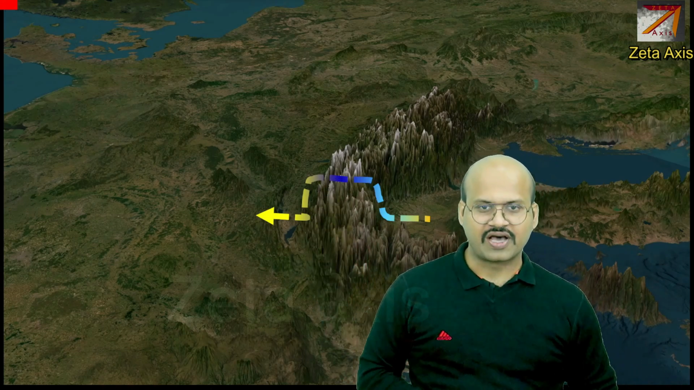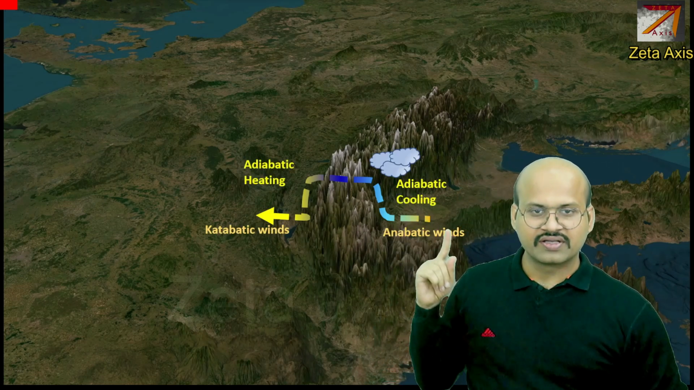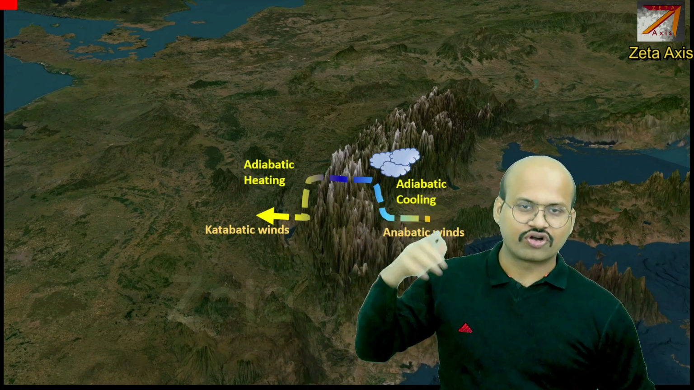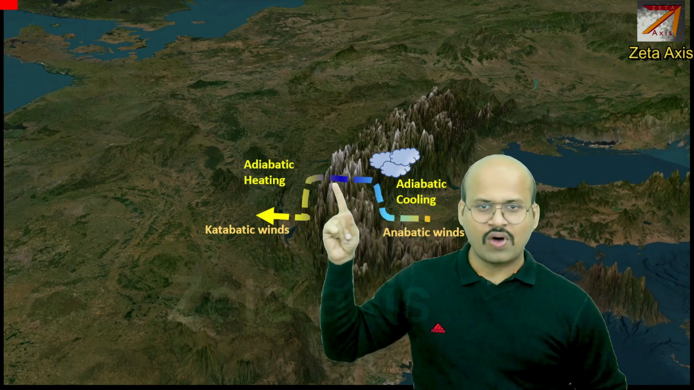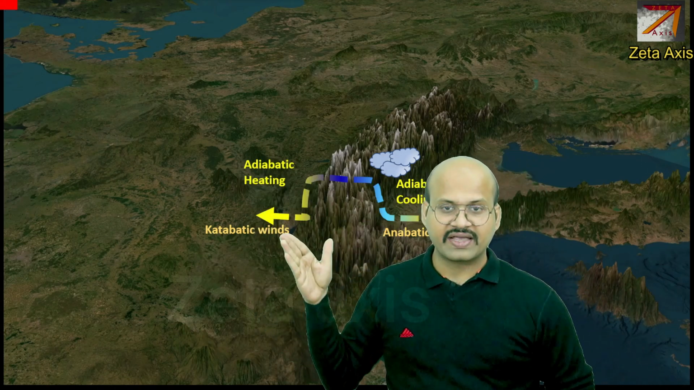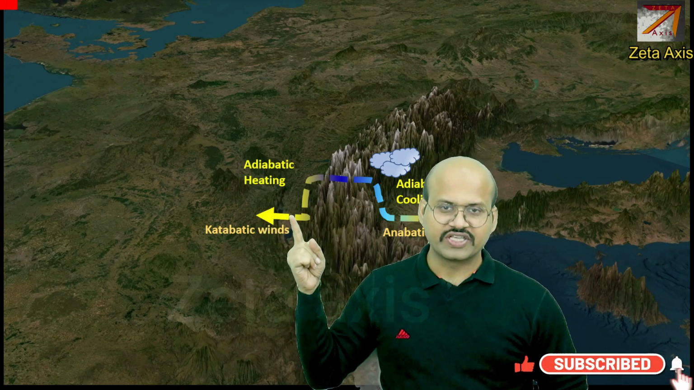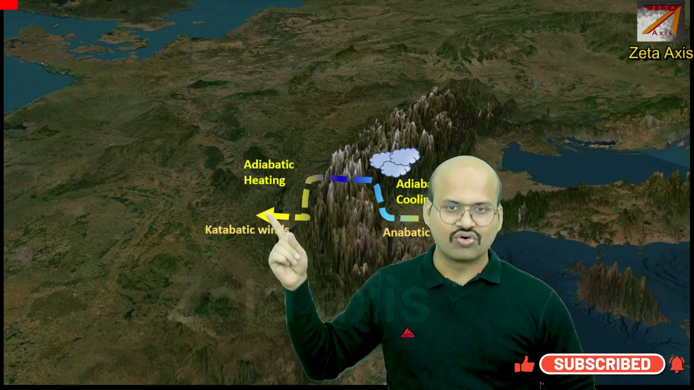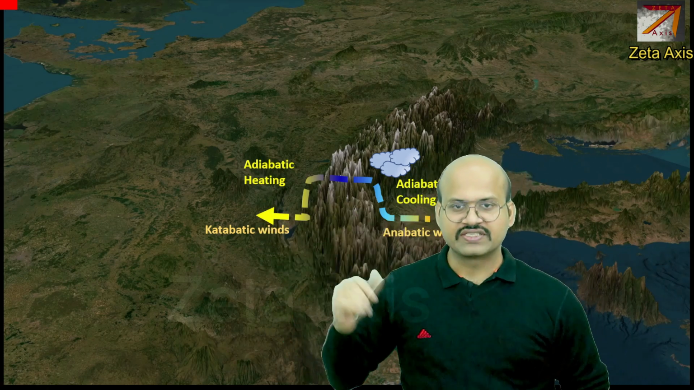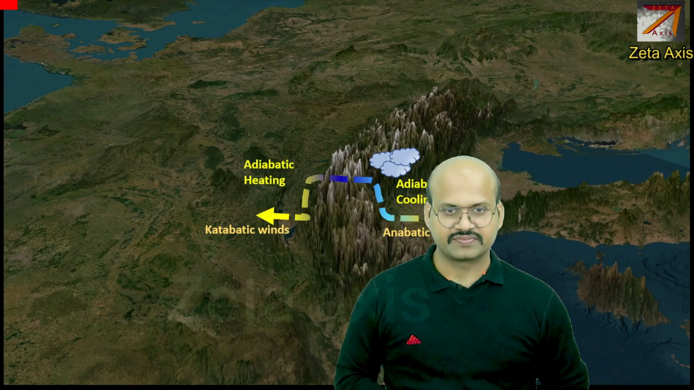Because of this phenomenon, we have already seen that here there will be adiabatic cooling. This is anabatic wind and it will experience adiabatic cooling and give rainfall or snow on this side. When it descends, it will experience adiabatic heating. This is called catabatic wind. Here the wind will be warmer, and because of this, if there is any snow over here, it will melt the snow. So these Foehn winds cause snow melting in the region and increase the temperature of that region.